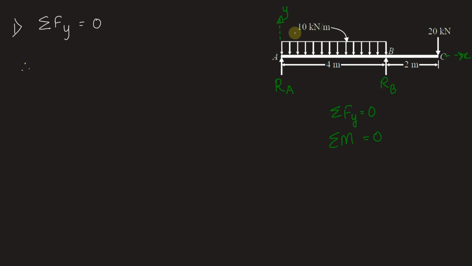Therefore, we can write downward uniformly distributed load of 10 kilonewton per meter intensity into the distance 4 meter. So the total load is 10 into 4 kilonewton downwards. That is why minus 20 kilonewton is the point load. So we do minus 20. There are two upward external reactions RA and RB. So we'll do plus RA plus RB is equal to 0. First equation that we get here is RA plus RB is equal to 40 plus 20, 60 kilonewton.